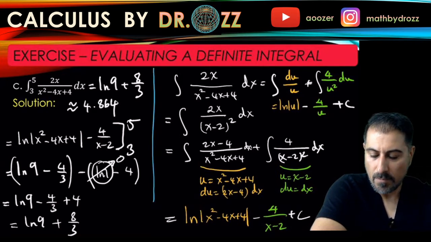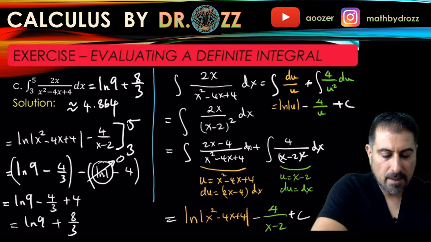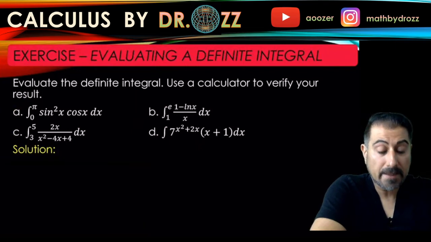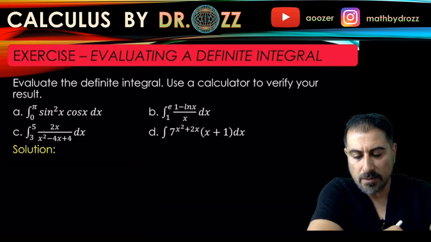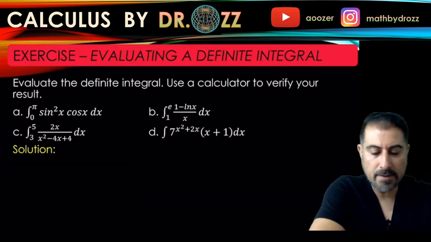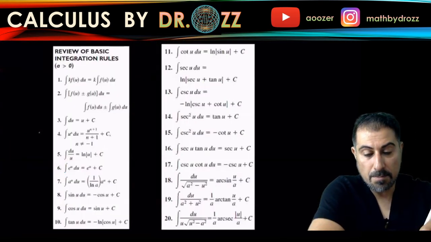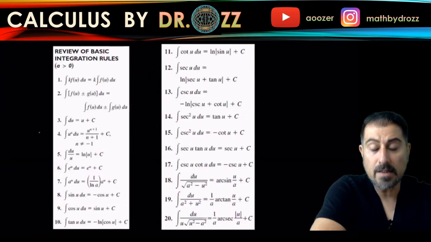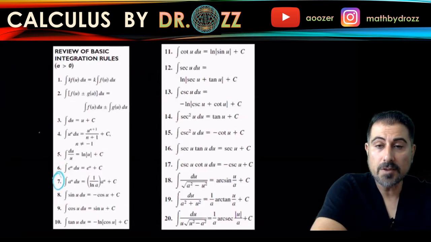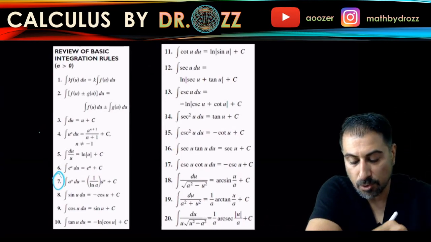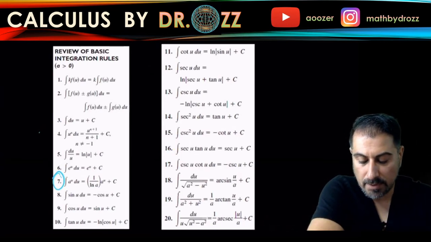All right. And finally, let's look at part D. So we have 7 to the power of x squared plus 2x, times x plus 1 dx at the bottom. So this is like one of those integrals that we had in the basic integration rules. It's number 7. A number raised to the power of u du is integrated as 1 over ln of that number, raised to the power of u, plus c.